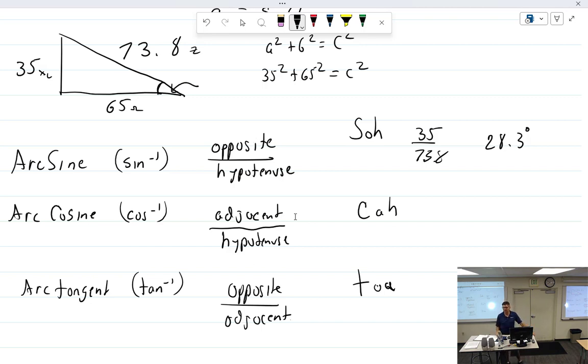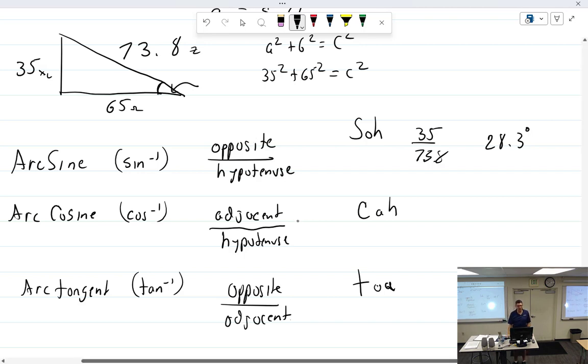Just one more time, how did you get the sine in there? All right, on your calculator, clear. Second sine. You should have a parentheses. Now we plug in 35 divided by 73.8, which we got from here: 35 opposite divided by hypotenuse. Close the parentheses. Equals. Got it? Awesome.